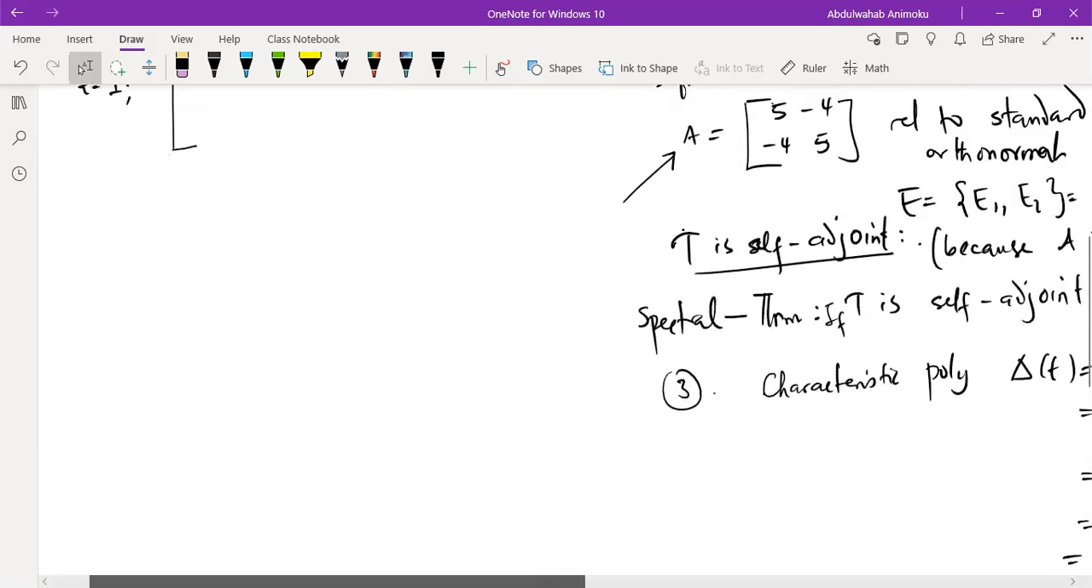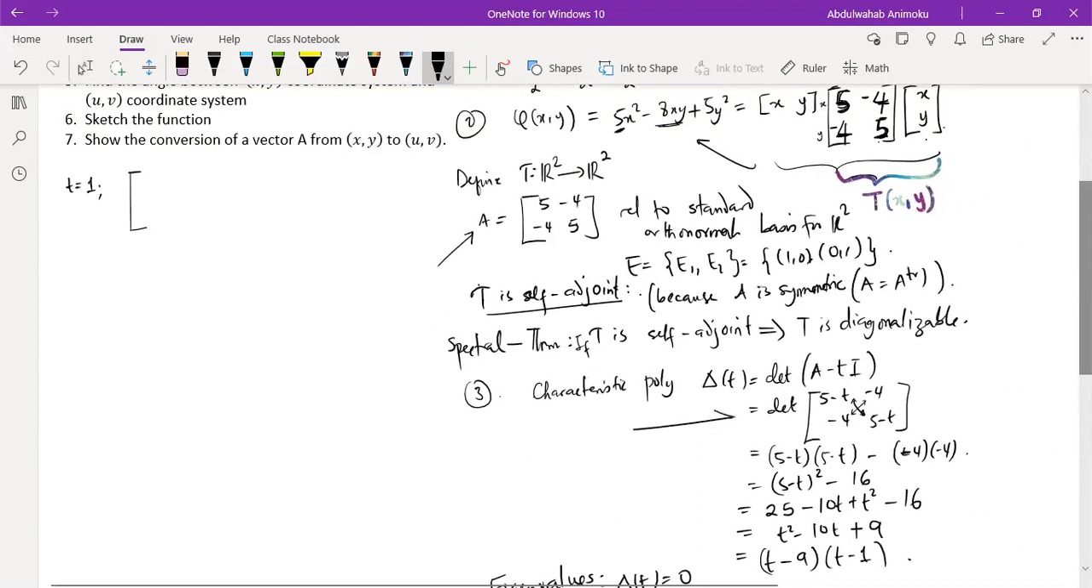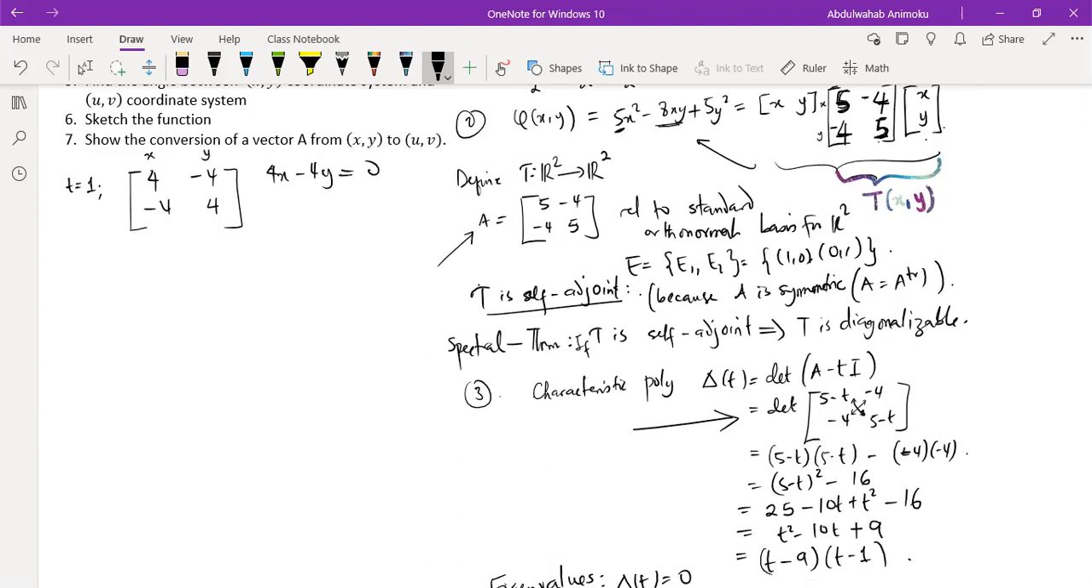So where is that? Into this particular matrix. So when t is 1, we have 5 minus 1, which is 4. We have minus 4 here, minus 4 here, and 5 minus 1, we have 4 as well. Okay. Now, from here, what does this mean? This is the coefficient matrix of a homogeneous system. So if these are variables, then we have 4x minus 4y equal to 0. And the second equation will be minus 4x plus 4y equal to 0.